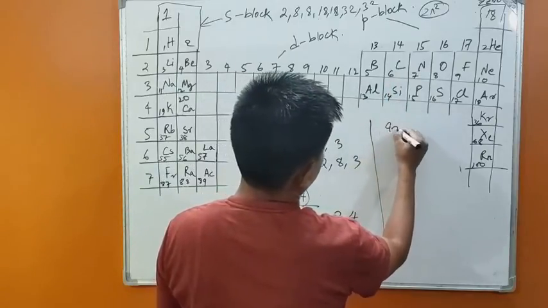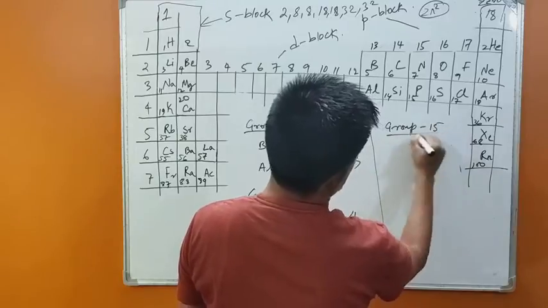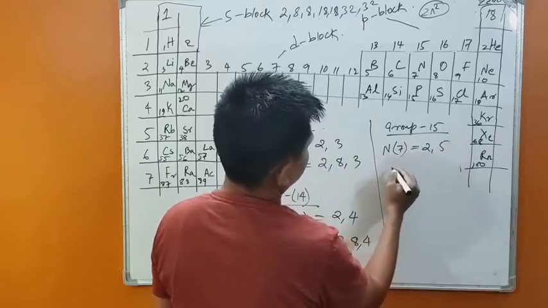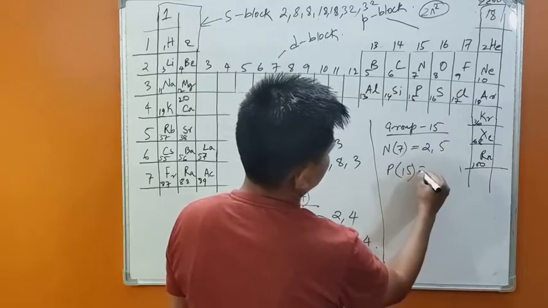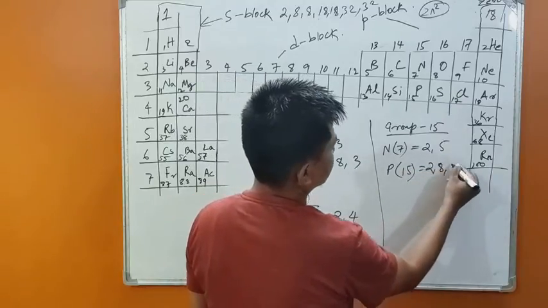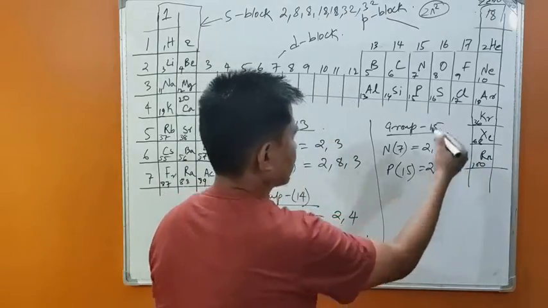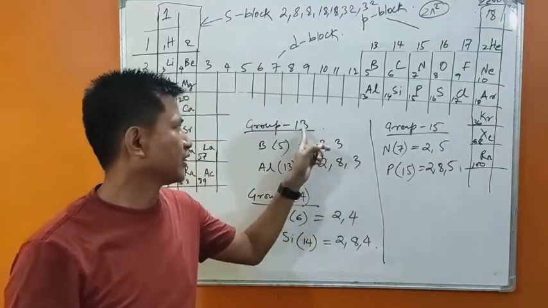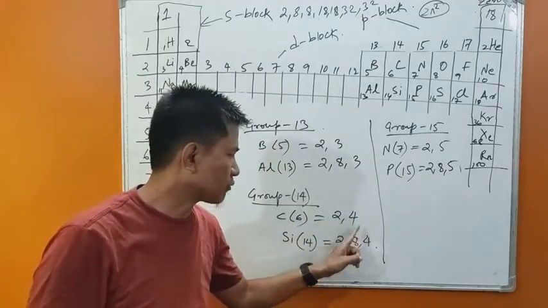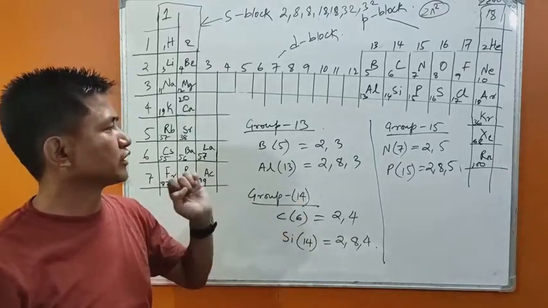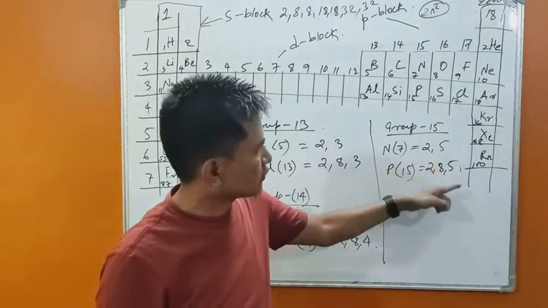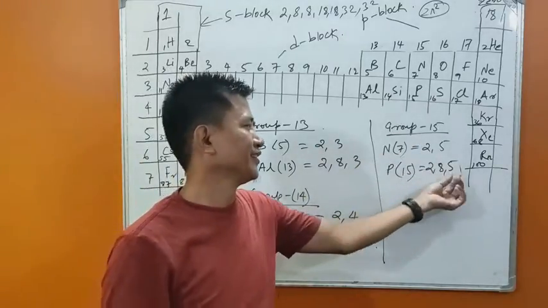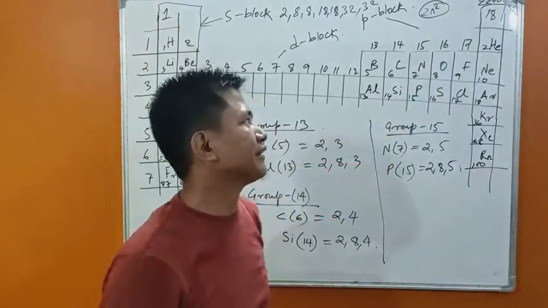Let's check group 15 also. Group 15, nitrogen, atomic number 7, isn't it? So 2, 5. Phosphorus, atomic number 15 means 2, 8, 5. Number of electrons in the outermost orbit is 5. So here we can see, if the number of electrons in the outermost orbit is 3, then it belongs to group 13. If the number of electrons in the outermost orbit is 4, then that element belongs to group 14. And if the number of electrons in the outermost orbit is 5, that atom is from group 15, isn't it? So the similar goes to group 16 and group 17 also.